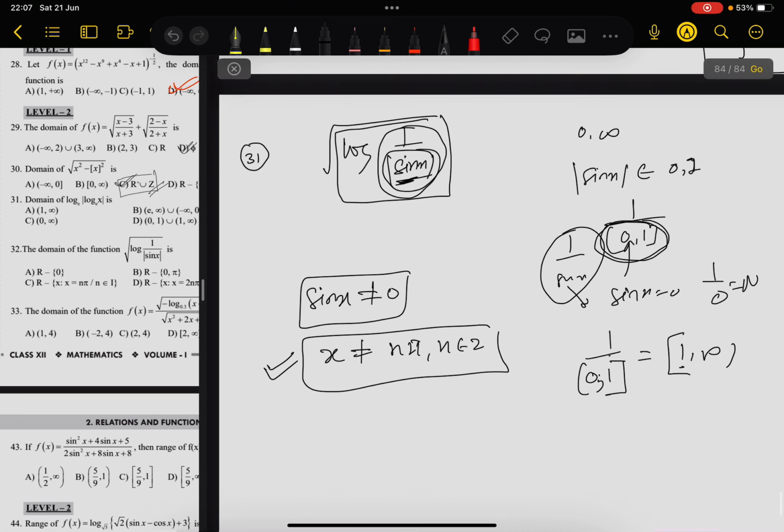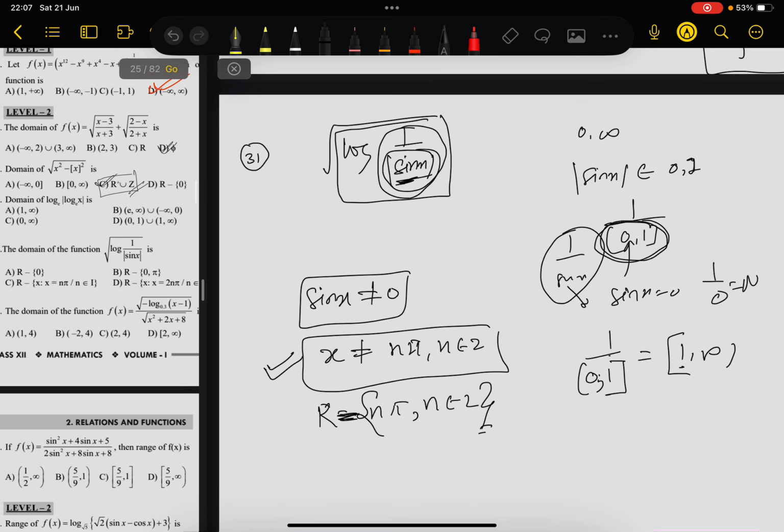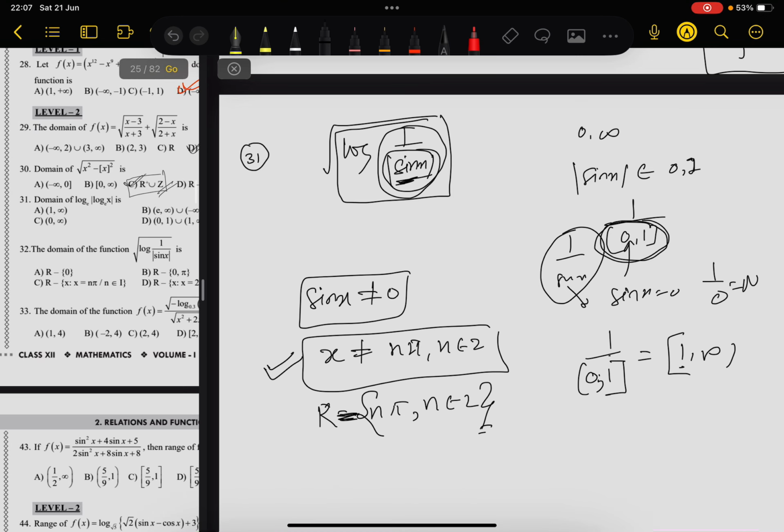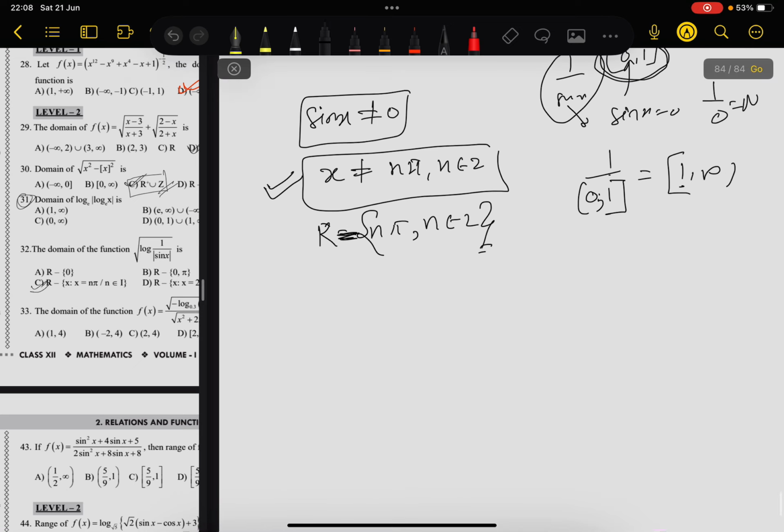So only these are the values of x for which the function is not defined. So here the domain is R minus n pi, n belongs to Z, right? This is the answer. So here which option is given? Yes, this one, C. Okay, question number 31 is also left. So now solve question number 31.